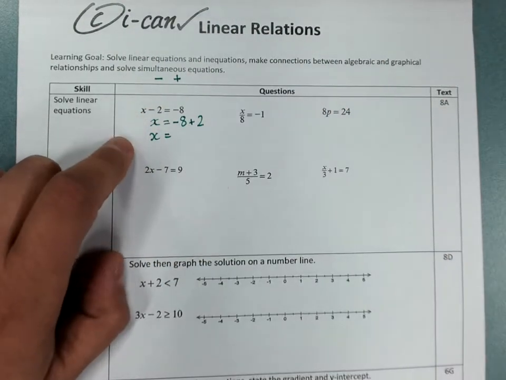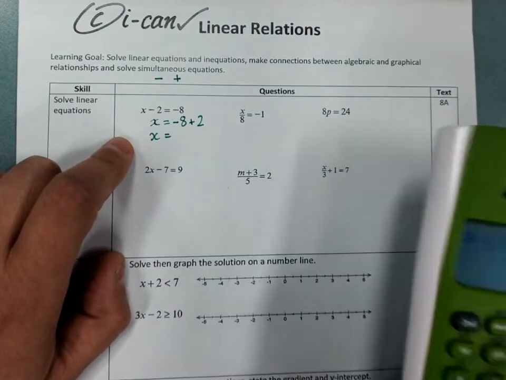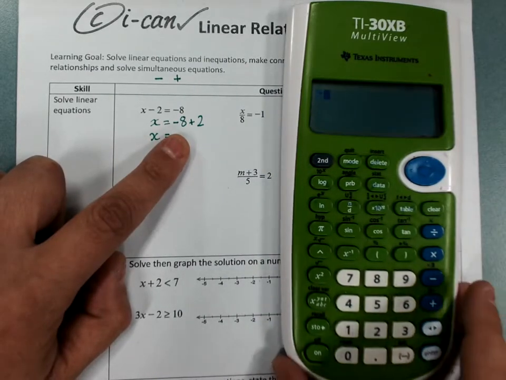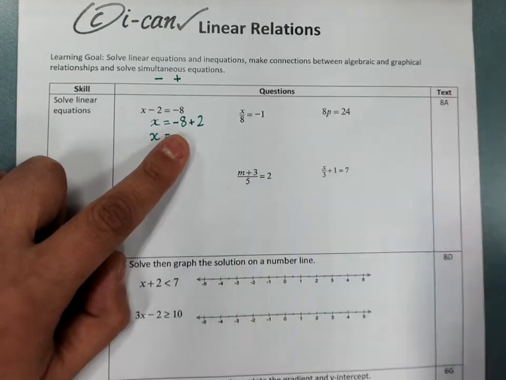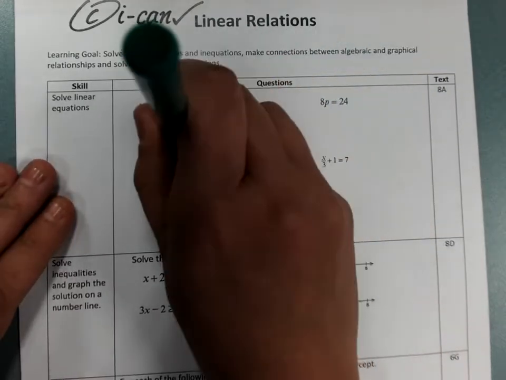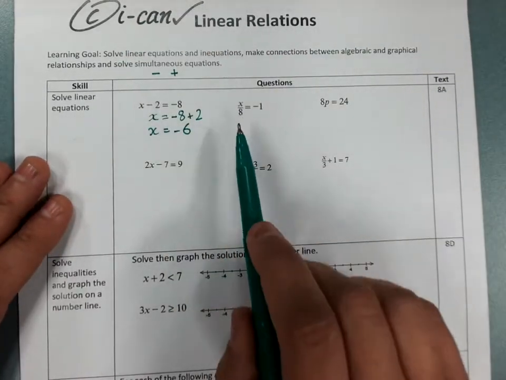X equals, grab your calculator, -8 plus 2, -6. It's a good idea to check with your calculator anytime there's negatives involved.